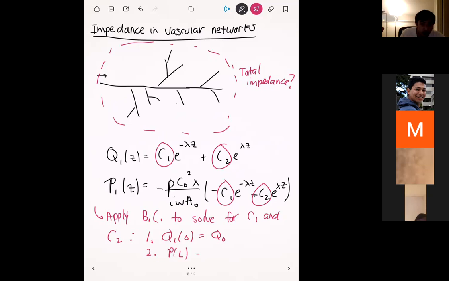So this is going to be P1 of L minus capital ZT times Q of L is equal to 0. And then once we apply both of these boundary conditions, we'll be able to solve for the two constants. Any questions on this so far? So this is just kind of a recap of last time.